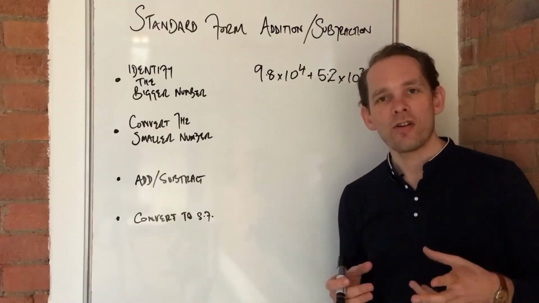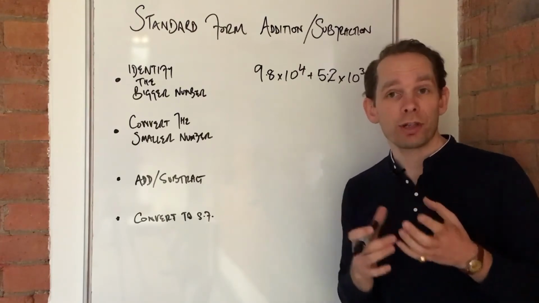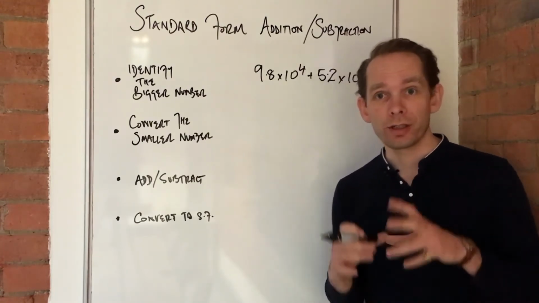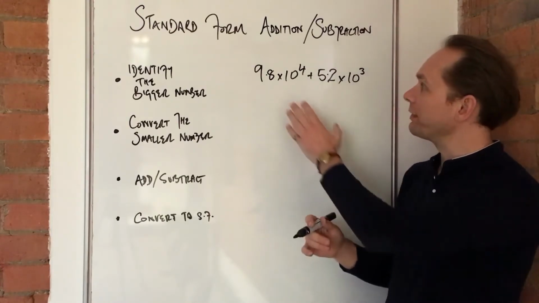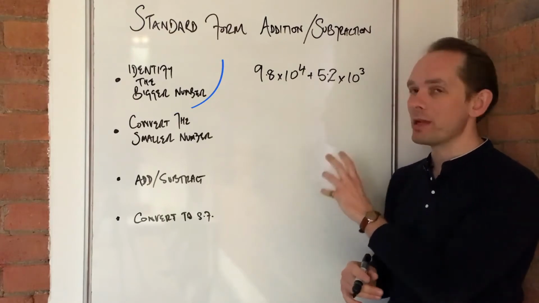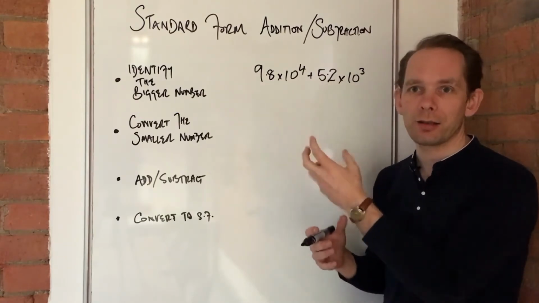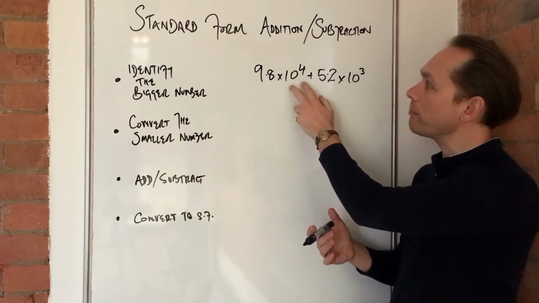Hello, this video is about adding or subtracting in standard form, which is, I think, much harder than the multiplication or division, so it's worth being a bit careful. The first thing to do, when you have an addition sum like this, is to identify which number is bigger, because that's basically going to be your anchor point. In any case, it's the one with the bigger power of 10.